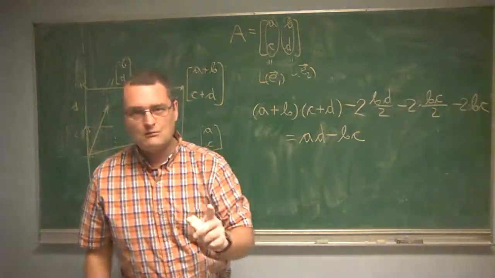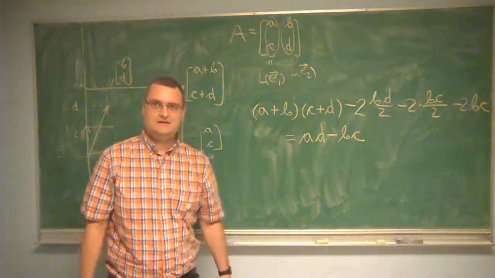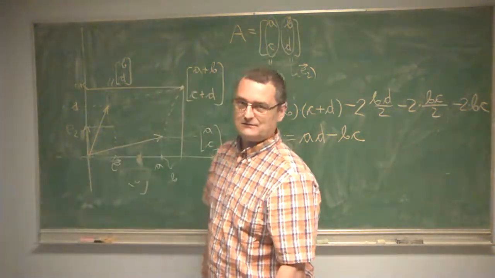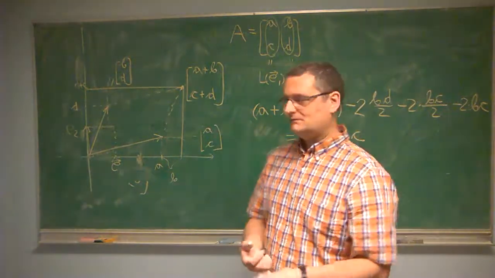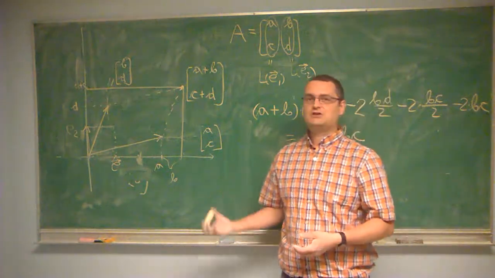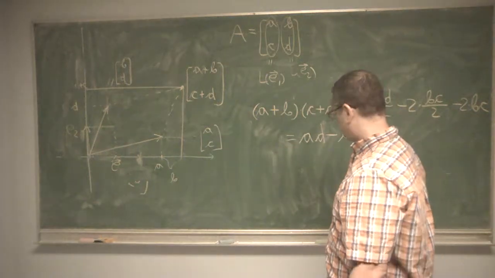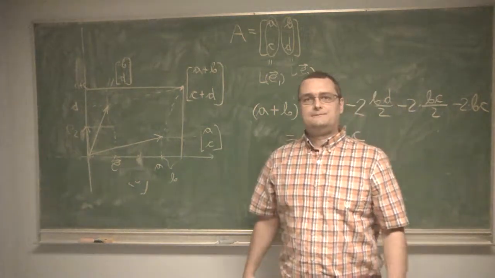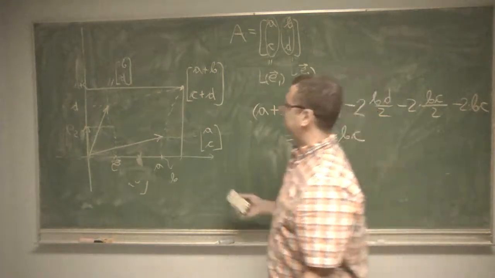Now there is one more thing. Determinant can be negative, and area cannot be negative. So area of parallelogram cannot be negative. So how do we reconcile? So I told you that the determinant measures deformation, but what if it's negative? Well, it's all about orientation. So what is orientation?